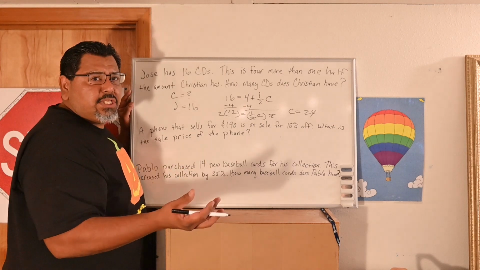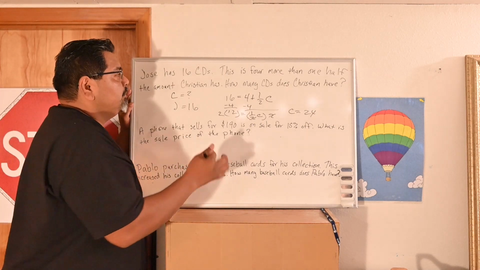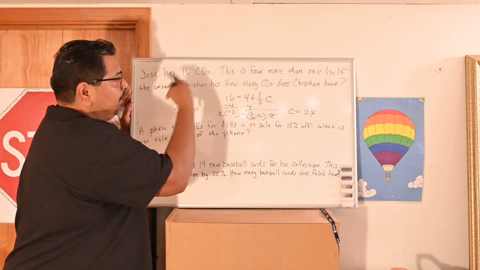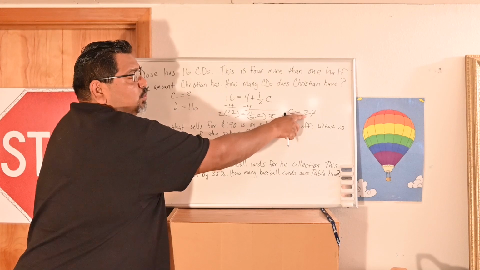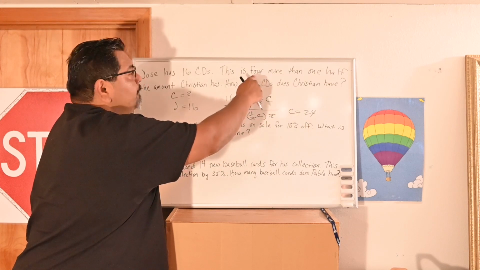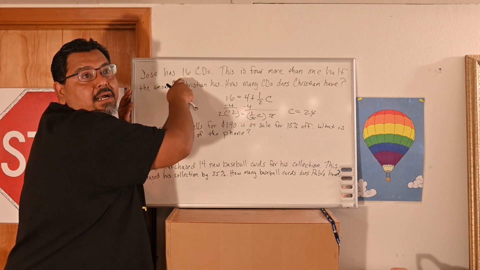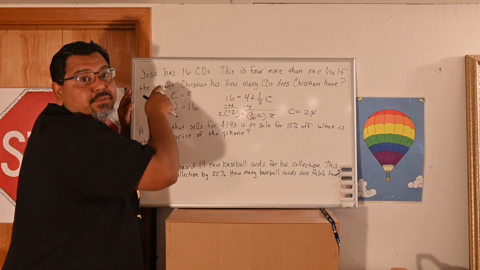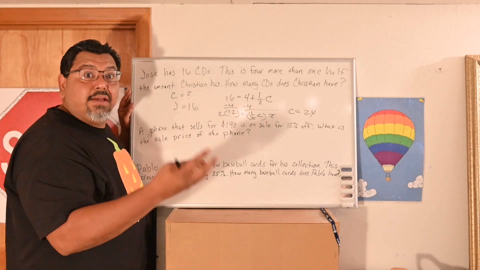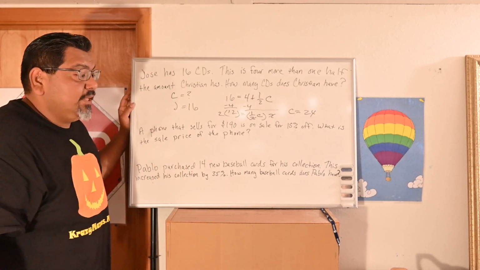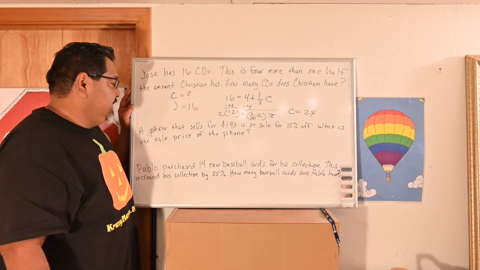And you can easily check that by looking at the actual problem and going backwards. So half of Christian's amount is 12, plus 4 is the 16 CDs that we already knew Jose had. So go backwards, make sure that you do have the right answer. That's something mathematicians will always take care of.